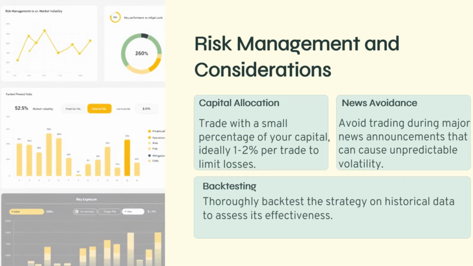Risk management and considerations. Capital allocation: trade with a small percentage of your capital, ideally 1 to 2% per trade, to limit losses. News avoidance: avoid trading during major news announcements that can cause unpredictable volatility. Backtesting: thoroughly backtest the strategy on historical data to assess its effectiveness.